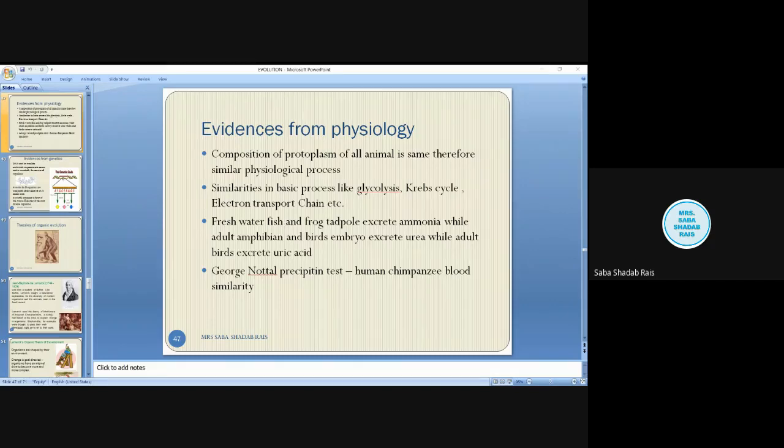Now we will be talking about the evidences from genetics. First, when we talk about genetics, we need to remember that DNA is made up of nucleotides. We all know it very well. These nucleotides are the same in all organisms, whether it is a plant, an animal, or bacteria. Everyone has the same DNA bases. When we talk about proteins, they are nothing but amino acid chains. These amino acid chains are similar, with the same 20 amino acids.